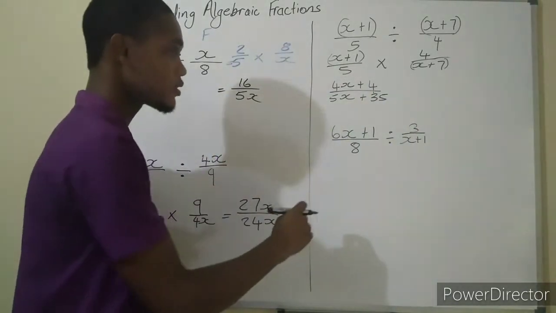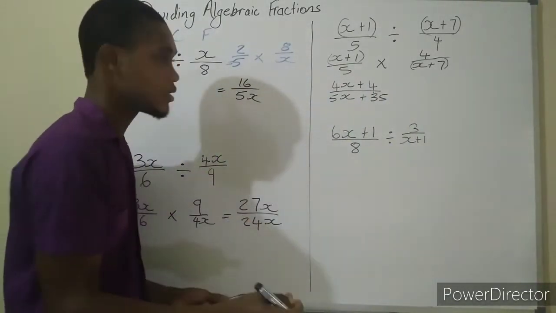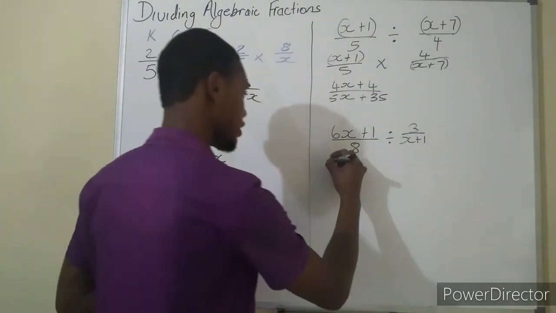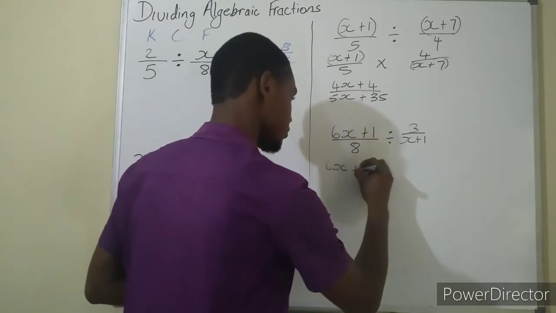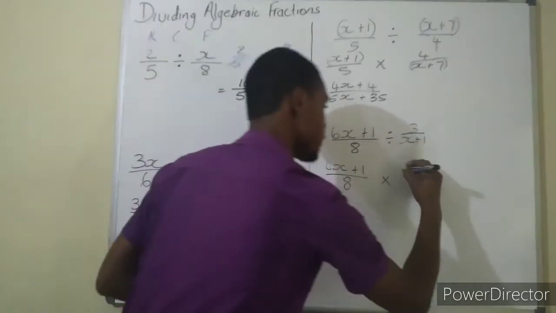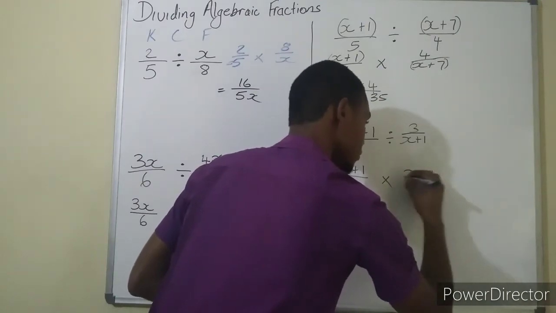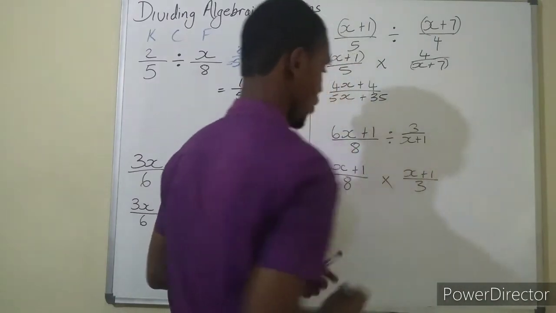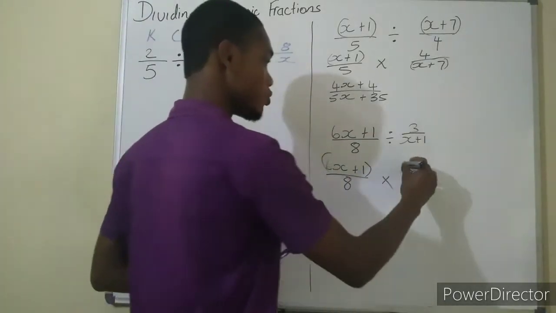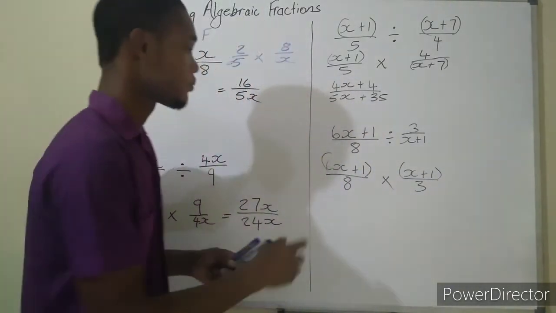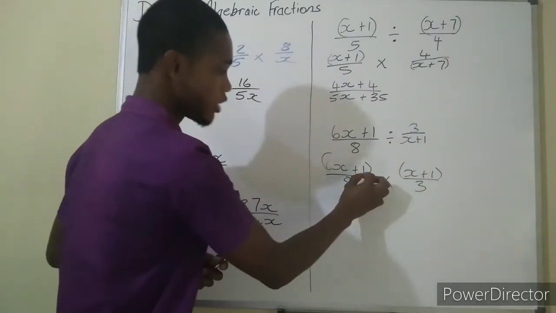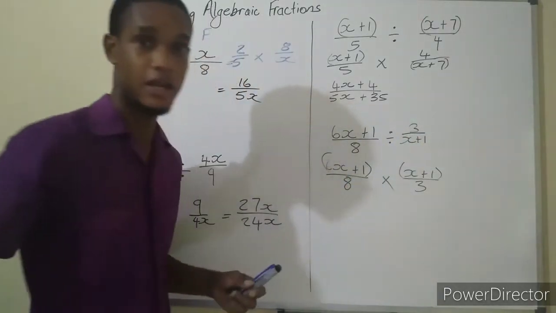Now what about this one? So it's 6x plus 1 over 8 divided by 3 over x plus 1. Same procedure. So keep, change, flip. And when you get to this part now, it's the same property of the distributive property. So 6x times everything in the bracket, and then you'll have 1 times everything in the bracket.